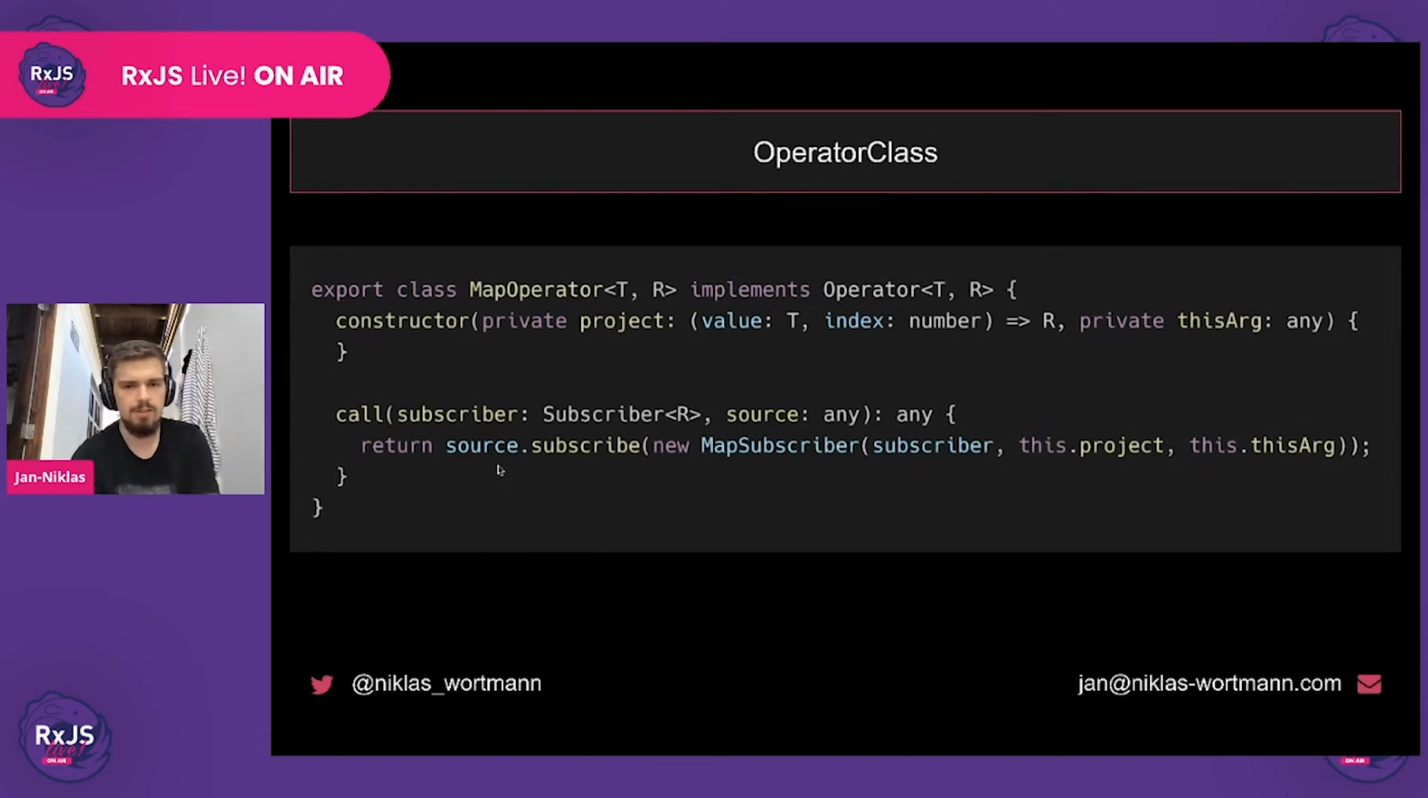Let's take a look at call. So what we do here inside call is that we are returning source.subscribe. So we're subscribing to the source observable and returning that logic. And we're creating a new map subscriber and passing all the important arguments.